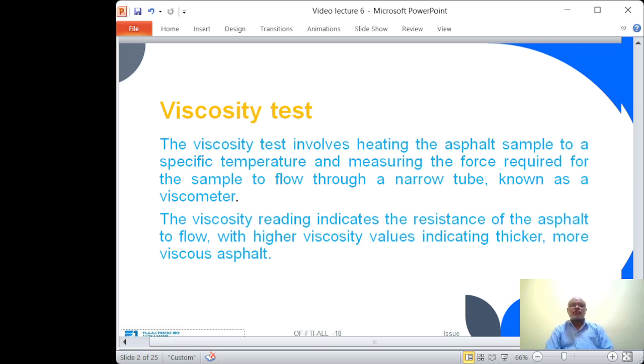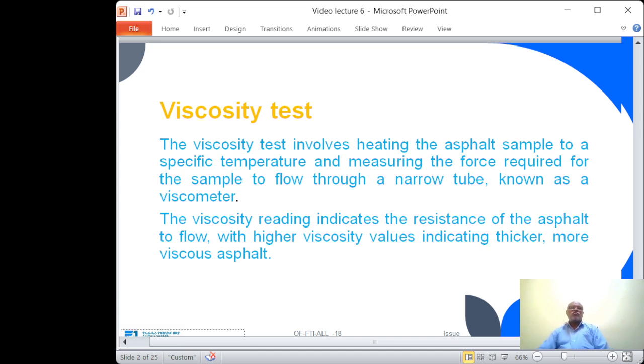Asphalt viscosity is a crucial property that determines the flow characteristics of material at different temperatures. The viscosity test involves heating the asphalt sample to a specific temperature and measuring the force required for the sample to flow through a narrow tube, which is called a viscometer. The viscosity reading indicates the resistance of the asphalt to flow, with a higher viscosity value indicating thicker and more viscous asphalt.